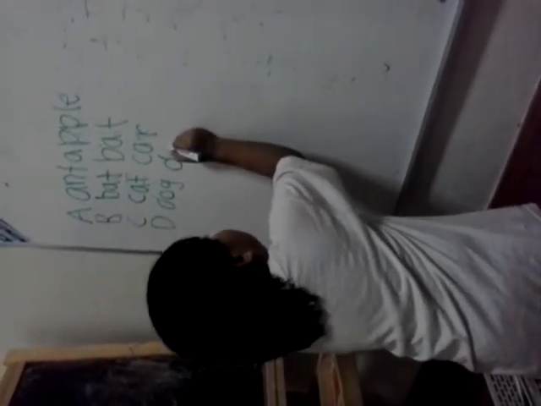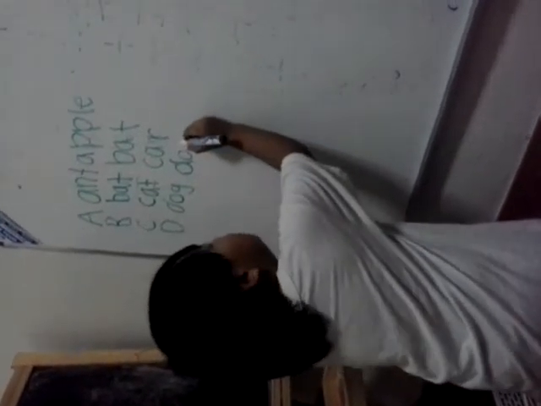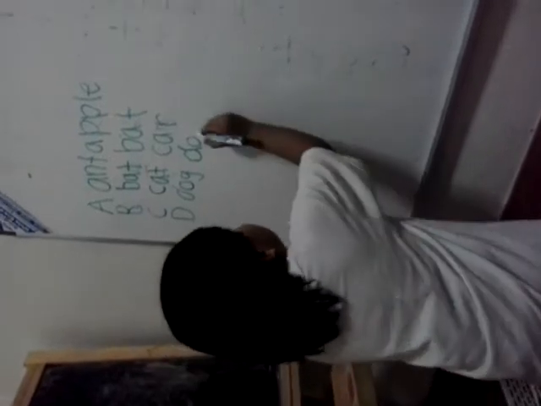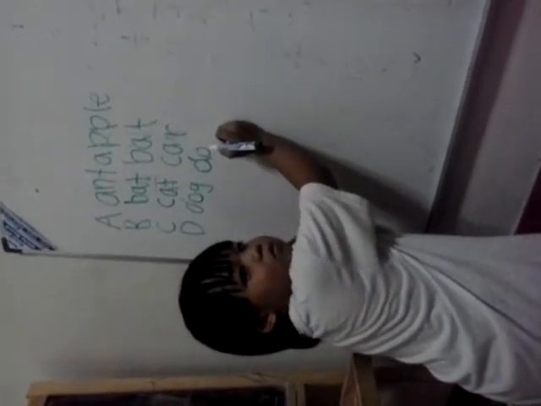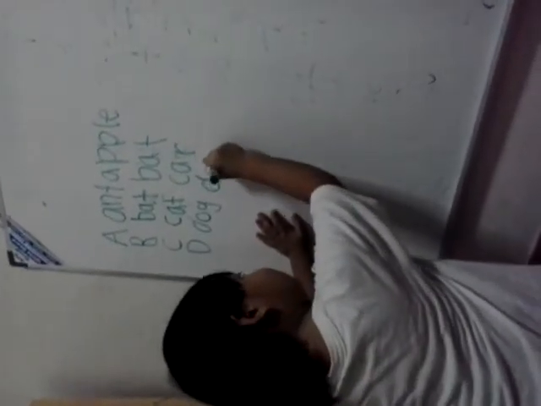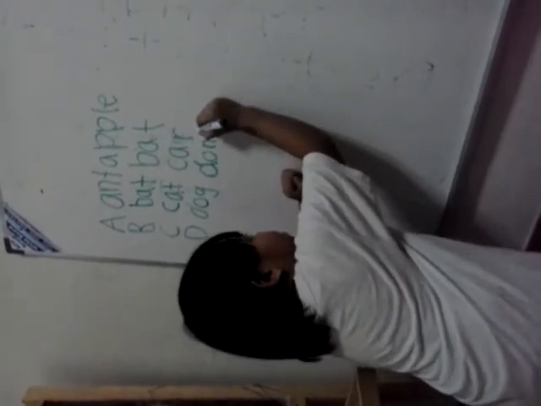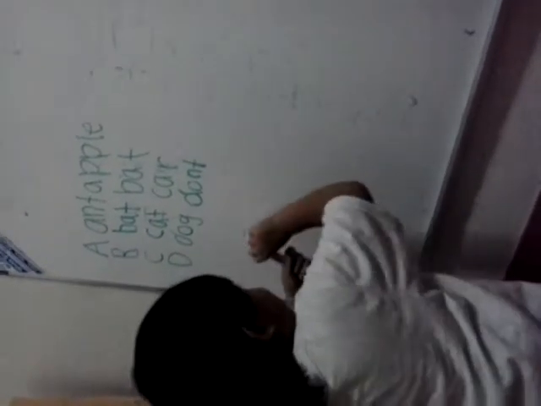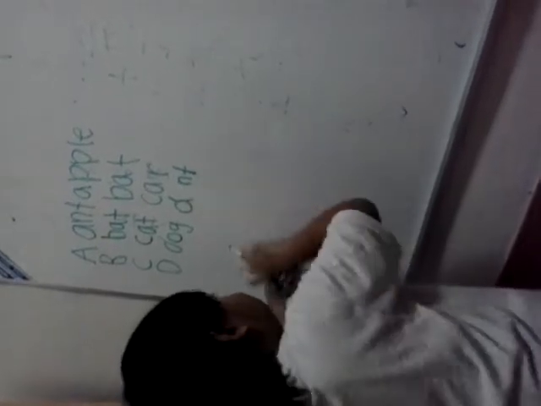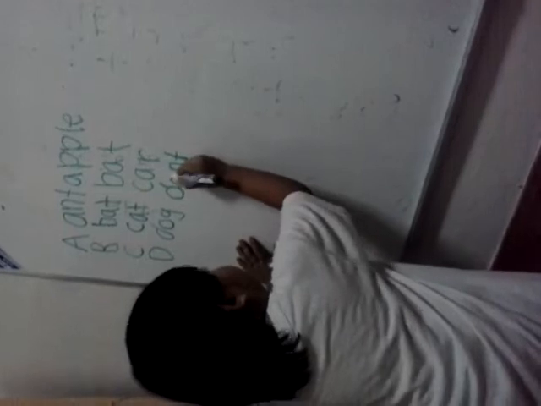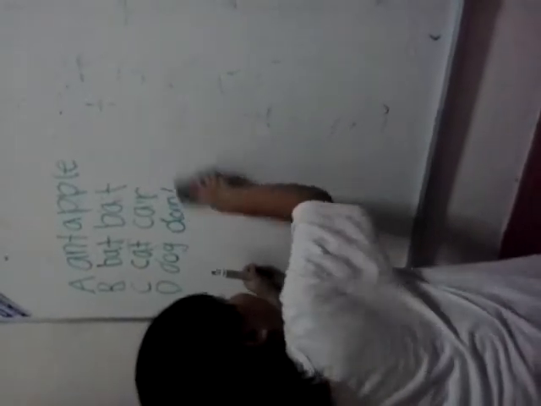What comes next? Teacher. N. I think N comes next. N, T, N, U, T. No. D, O, N, U, T. Donut. No. Try again one more time. Yes. I think it's D, O, N, U, T.